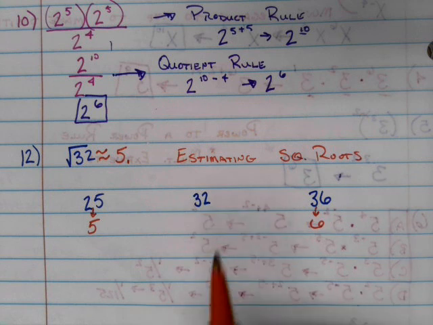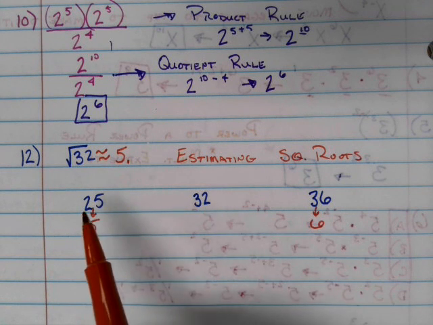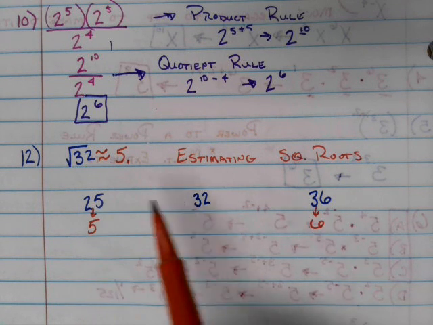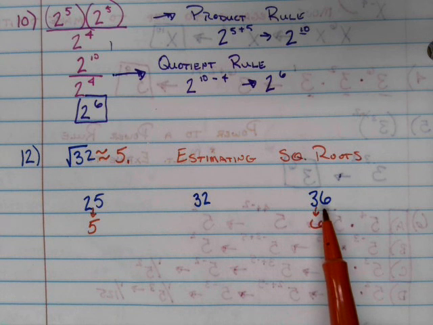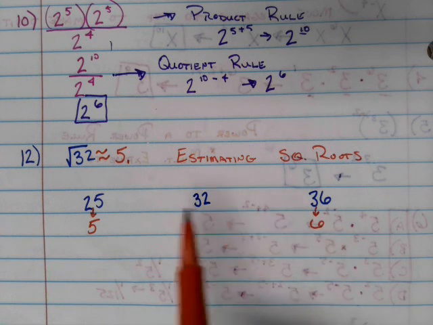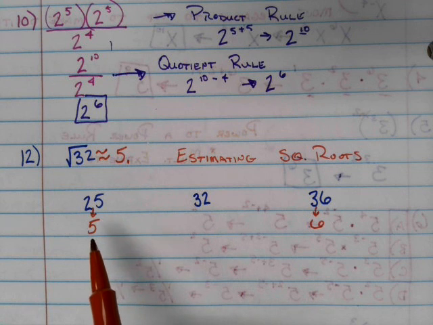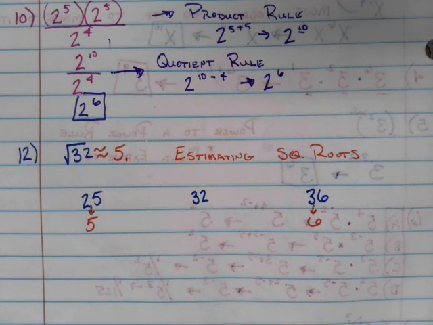Okay. So you're looking at this number and trying to find the perfect square that's less than it, and the closest one that's greater than it. Okay, and that number's going to lie between there. So we know the square root of 32 will be about 5 point something, which means it's between 5 and 6. Okay.